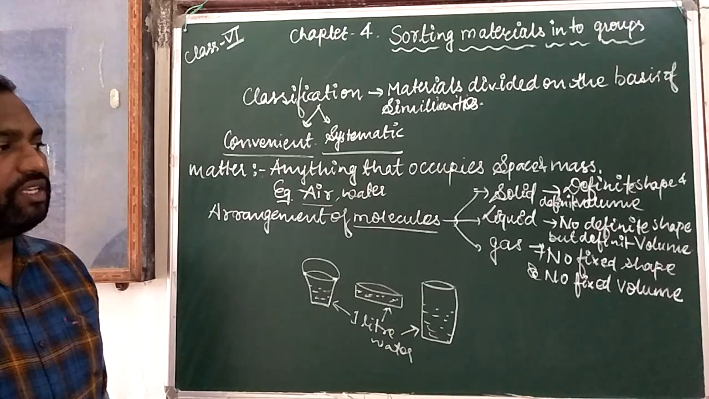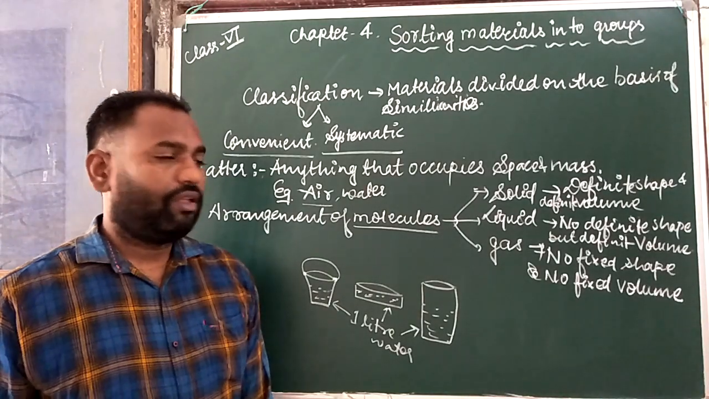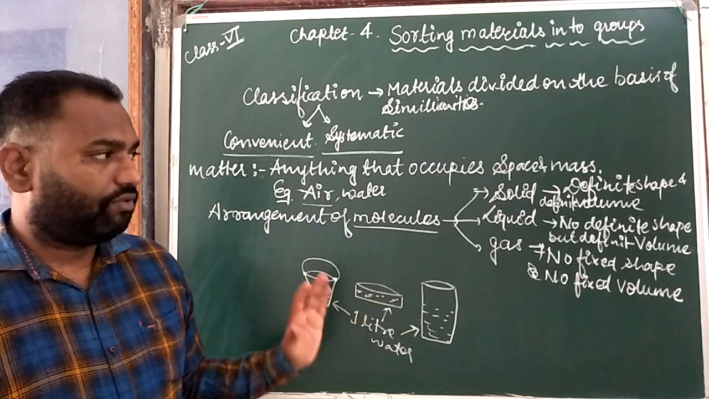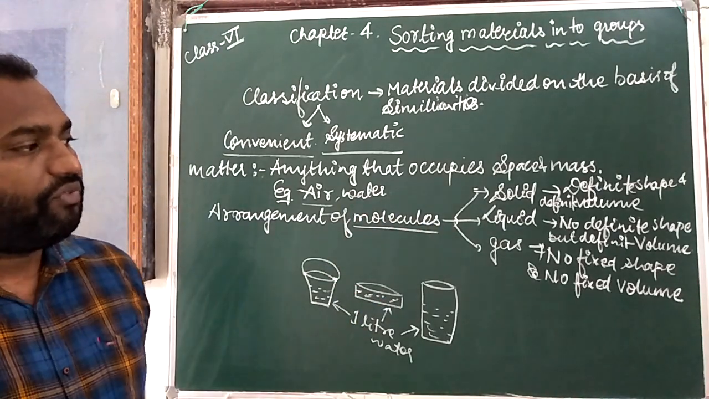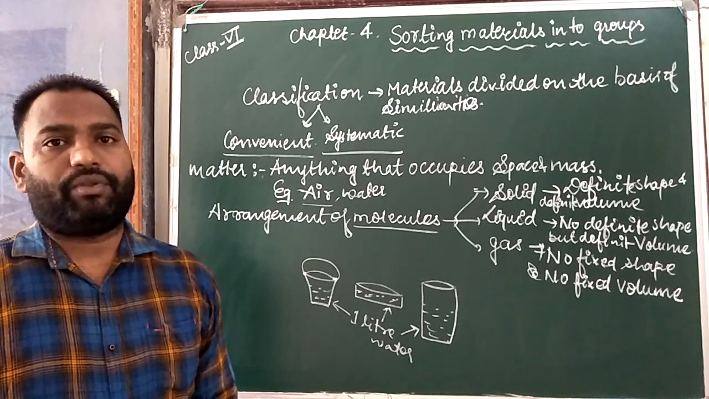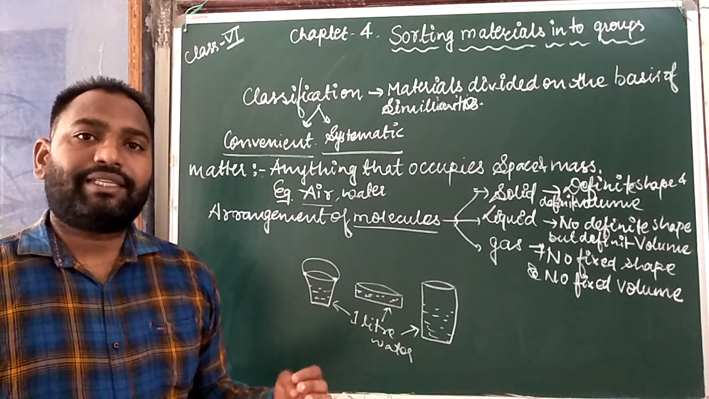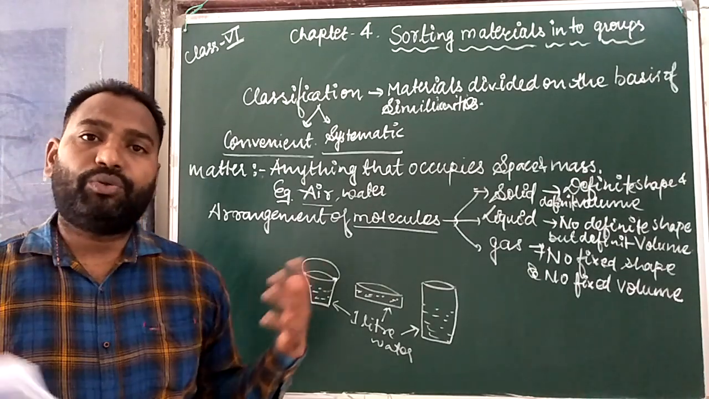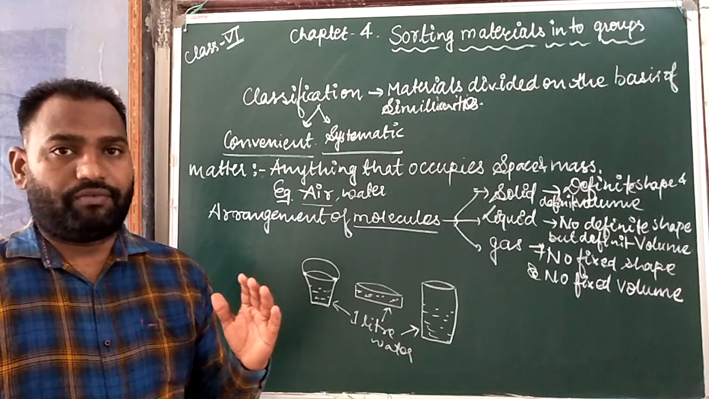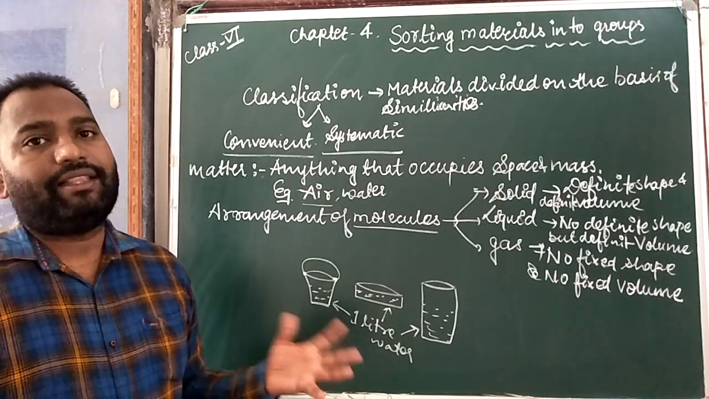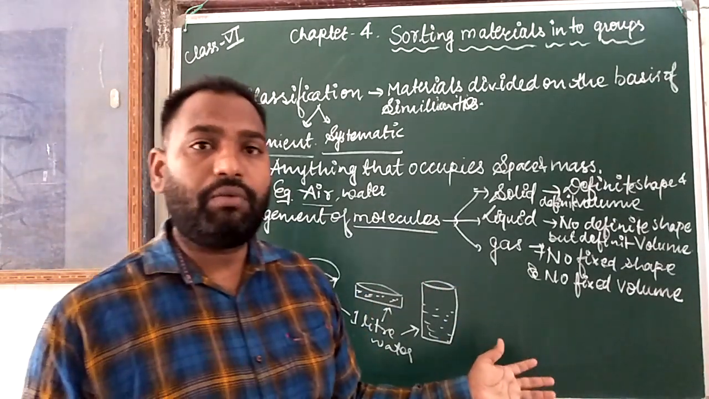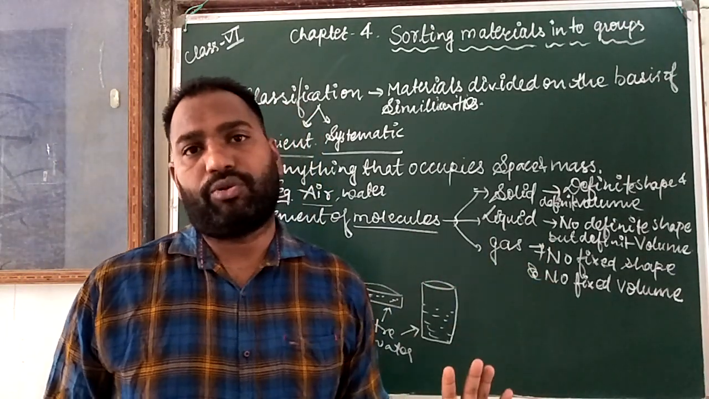No fixed shape and no fixed volume. Okay, so you have seen that. It means gases do not have a fixed shape. Like 1 kilogram of gas can spread around us, and if 2 kilograms of gas leaks in one room, it can only attain the size of that one room. It means they do not have a fixed volume and they do not have a fixed shape either.